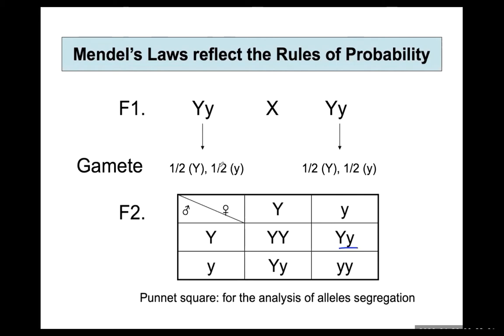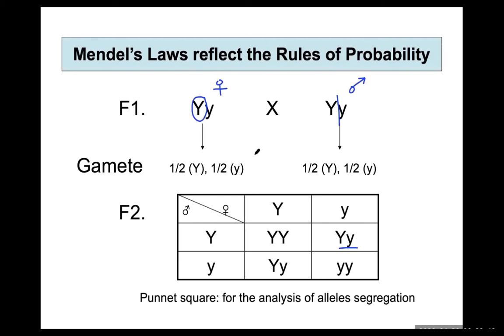The probability that the egg will have the large Y allele is 1 out of 2. You have two alleles, and if you want to take only this large Y allele, the chance is 1 out of 2. Also, in the case of a sperm, if you want to have allele small y, the probability of the small y allele is also 1 over 2, because you have two alleles.